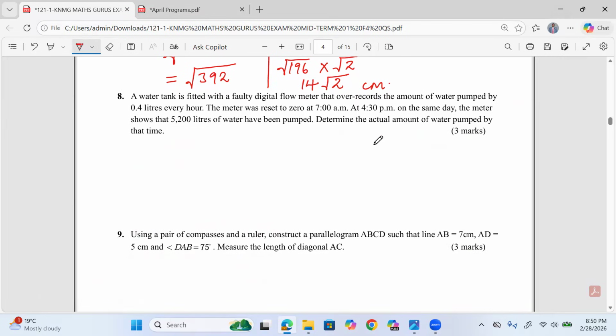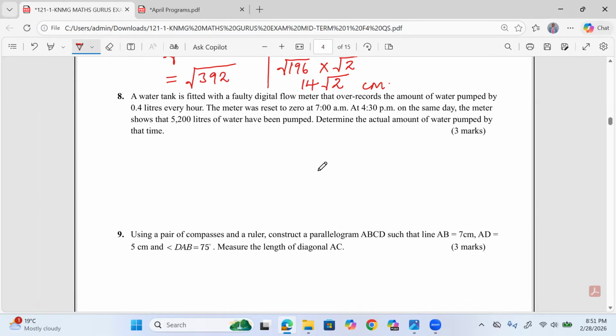Looking at number 8 now, a water tank is fitted with a digital flow meter that over-records the amount of water pumped by 0.4 liters every hour. The meter was reset to 0 at 7 a.m. Then at 4:30 p.m. on the same day, the meter shows that 5,200 liters of water have been pumped. Determine the actual amount of water pumped by that time.